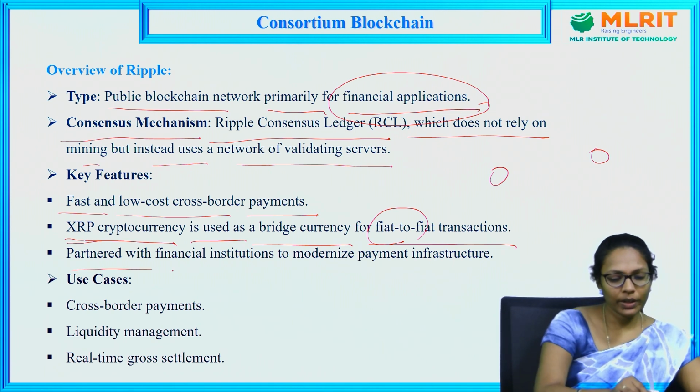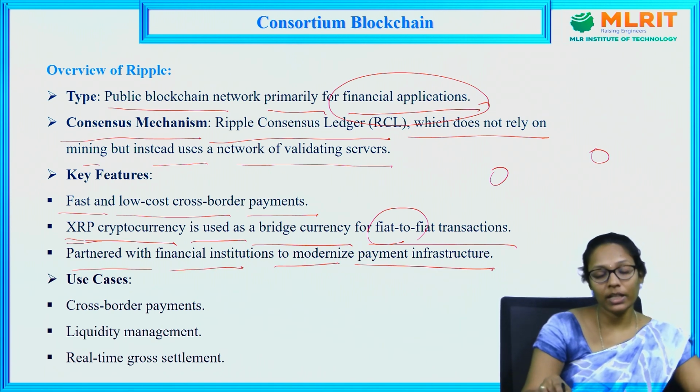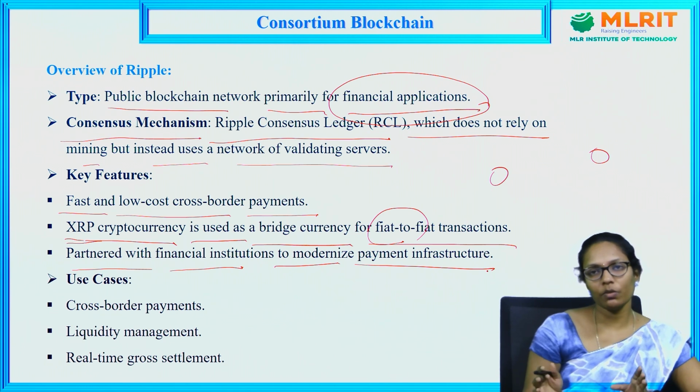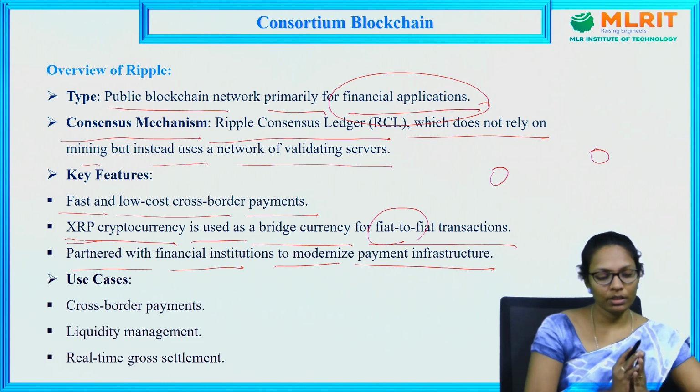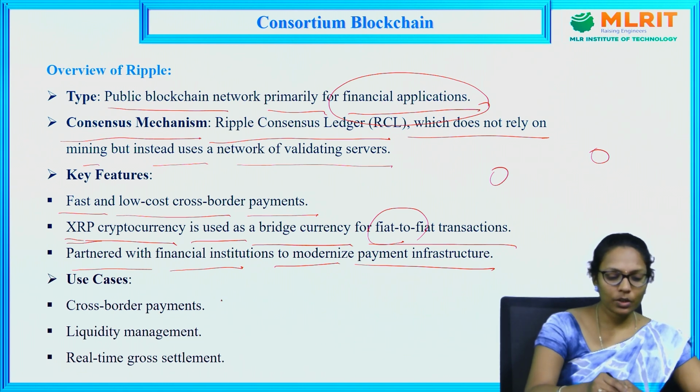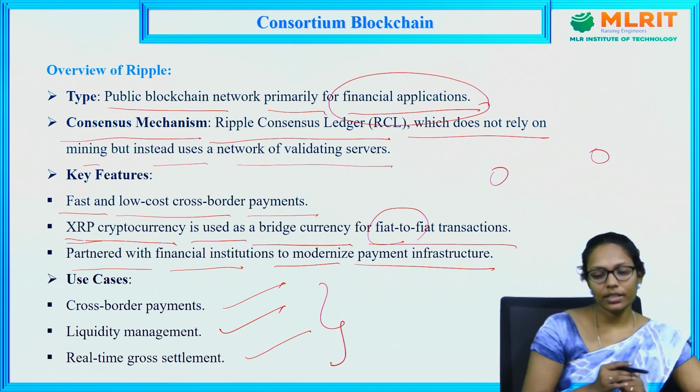It partners with financial institutions to modernize payment infrastructure. If you want to change the payment infrastructure, if you want to easily pay other countries like cross-border payments, you can use Ripple. So coming to the use cases: cross-border payments, liquidity management, real-time gross settlement. All these use cases are related to financial applications.